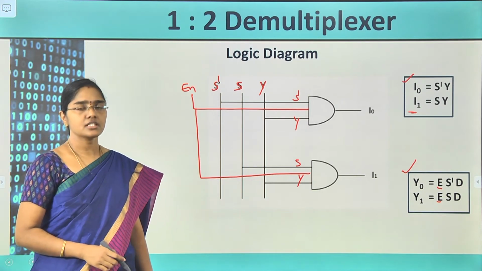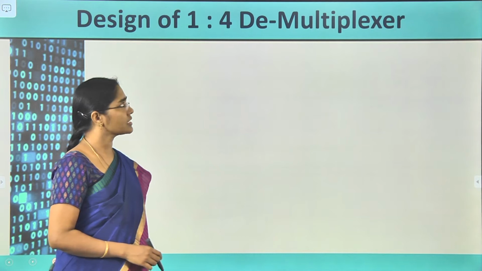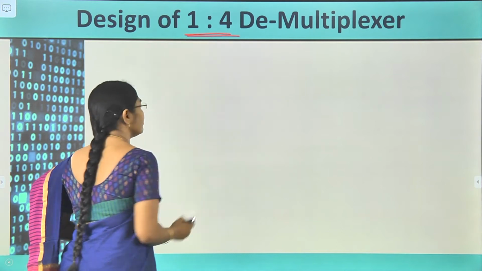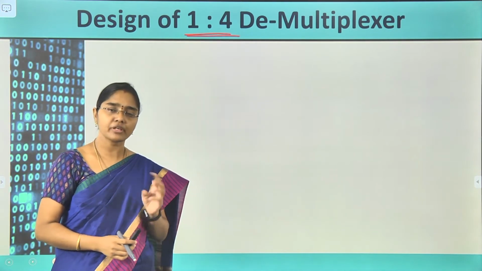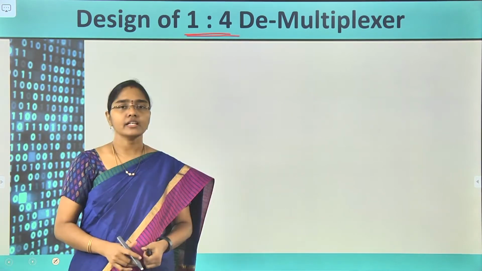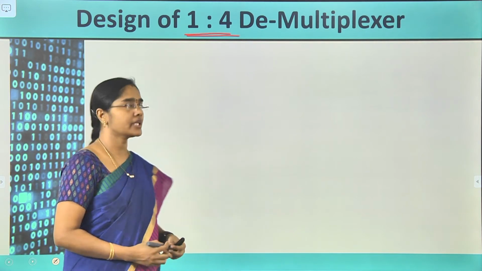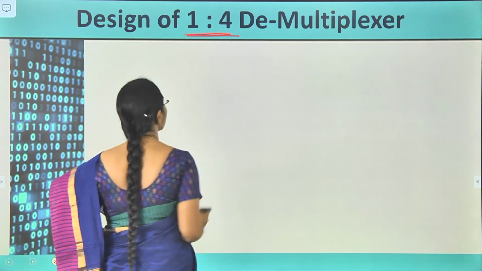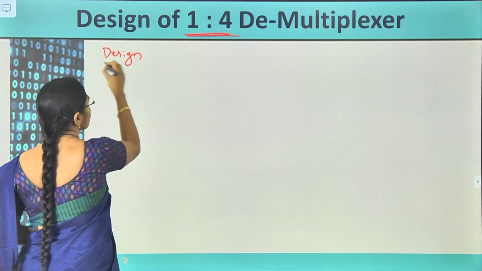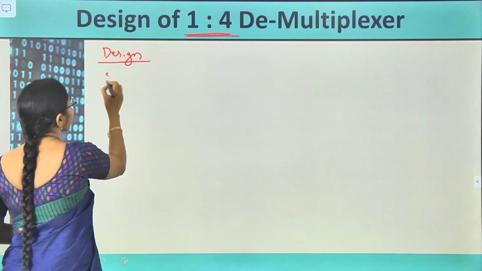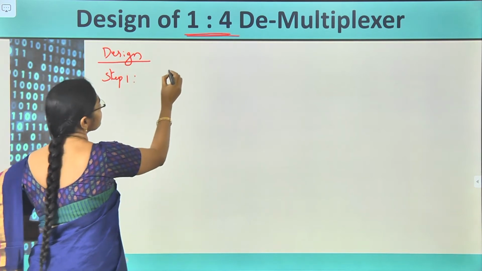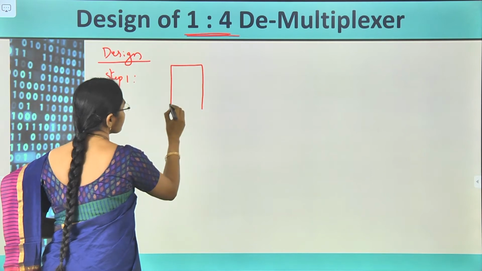Now let's see the design of the next demultiplexer, that is the 1:4 demultiplexer. Let's start the design of the 1:4 demultiplexer. So for the 1:4 demultiplexer, we start the design process by using the steps. Step 1 is the oral description of the problem, that is representing directly as a symbol here.